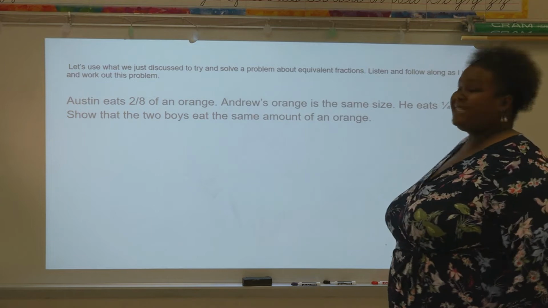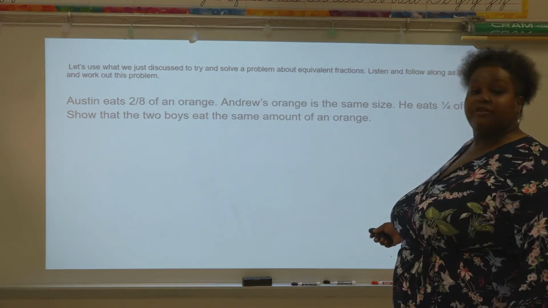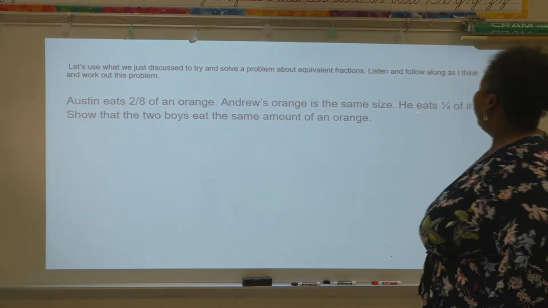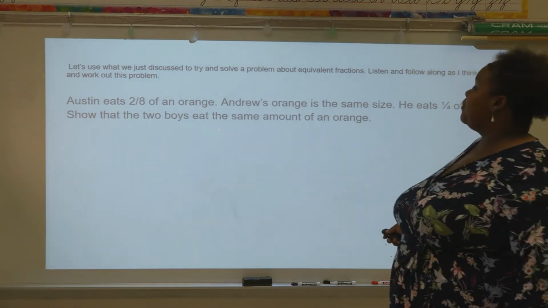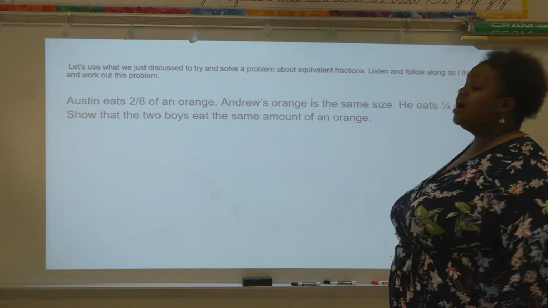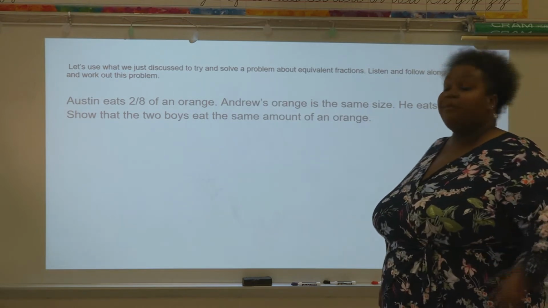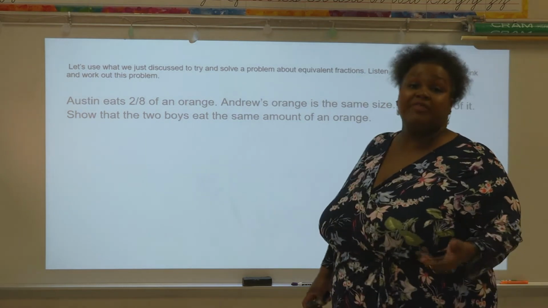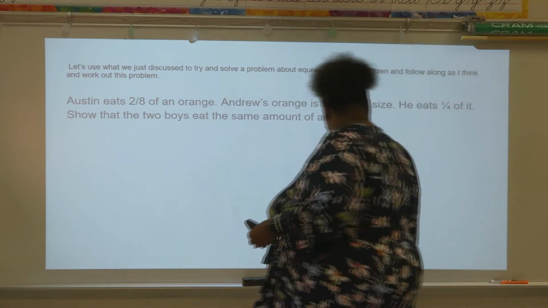Okay, let's see. Austin eats 2/8 of an orange. Andrew's orange is the same size. He eats 1/4 of it. Show that the two boys eat the same amount of an orange. Okay, so this story problem is speaking of oranges. When I think of an orange, I think of a circle. So I'm going to start off by drawing two circles.